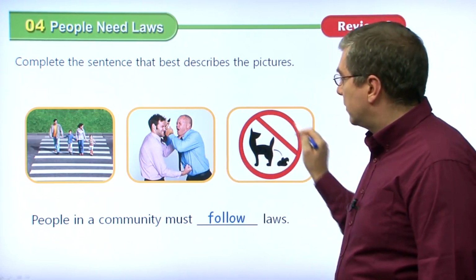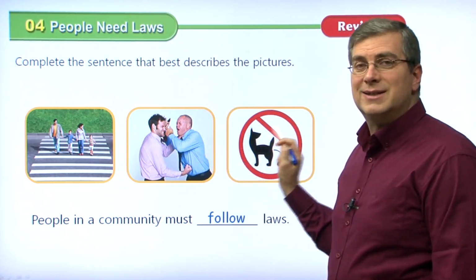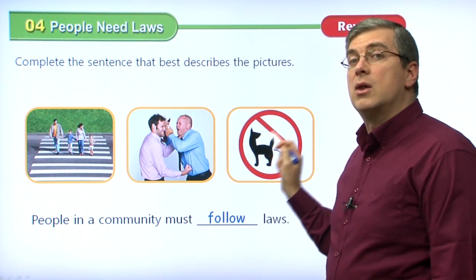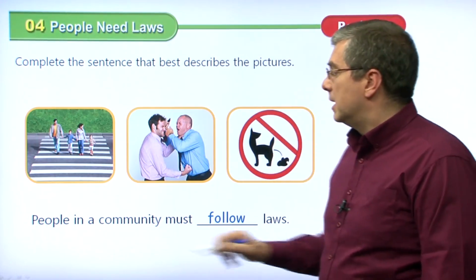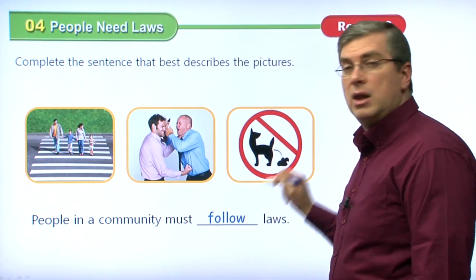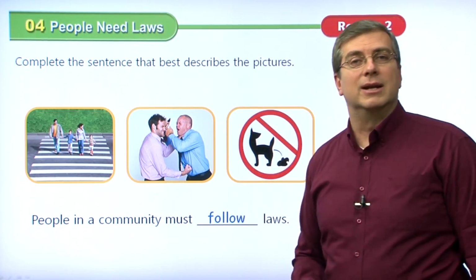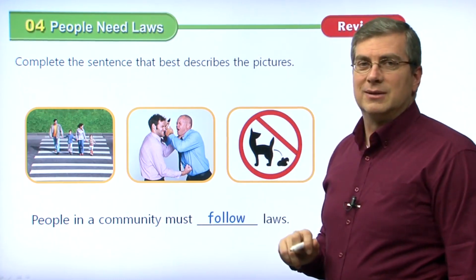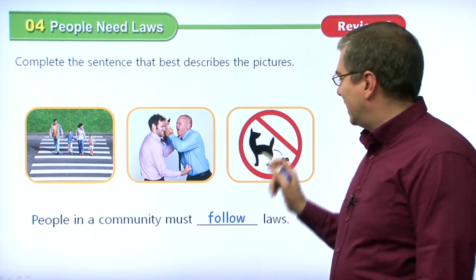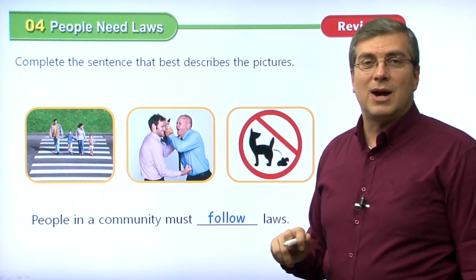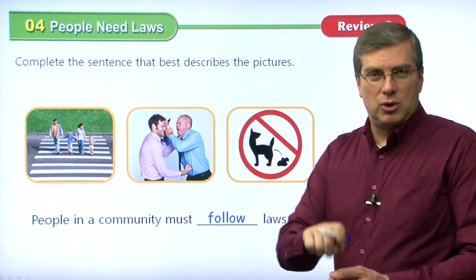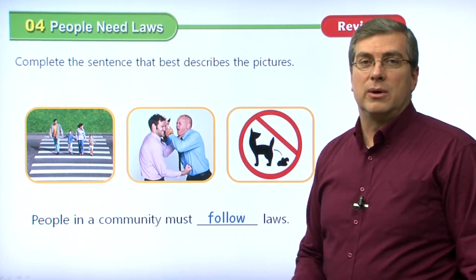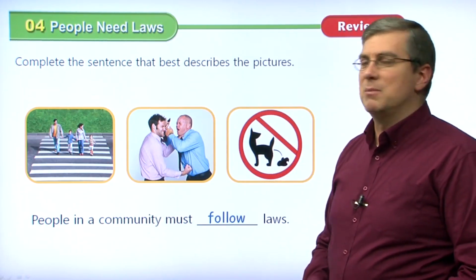And there are many different types of laws. You should also look at signs that tell you how to follow the law in your community. So people in a community must follow laws. Okay, that's very good. Okay, this is kind of cute, isn't it? Okay, be careful. If you have a dog and your dog poops on the ground, usually people have to pick it up and put it in a bag, bring it home, and then throw it away. And that's usually what people do.